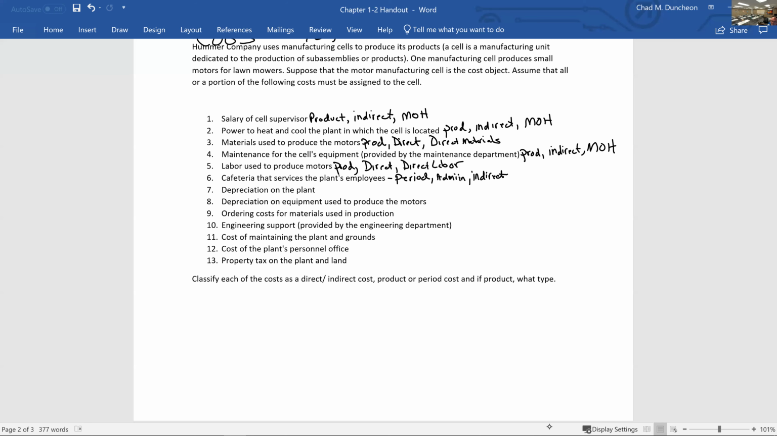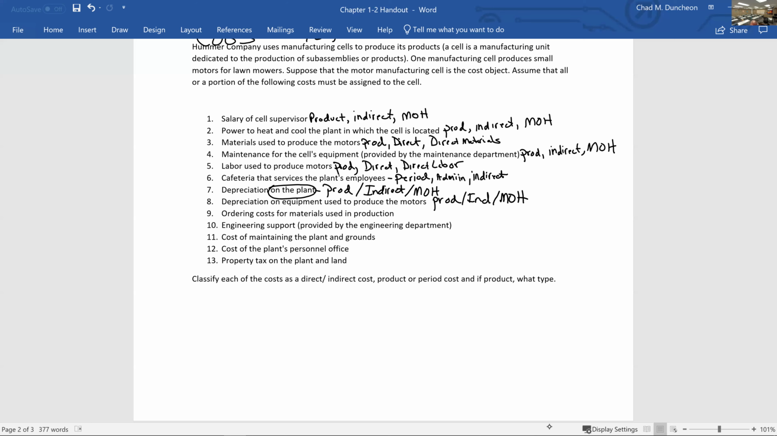Depreciation on the plant. Keywords here: on the plant. That makes it a product cost. Depreciation is always indirect, and indirect product costs are always manufacturing overhead. Depreciation on equipment used to produce the motors. Again, depreciation, product, indirect, manufacturing overhead.